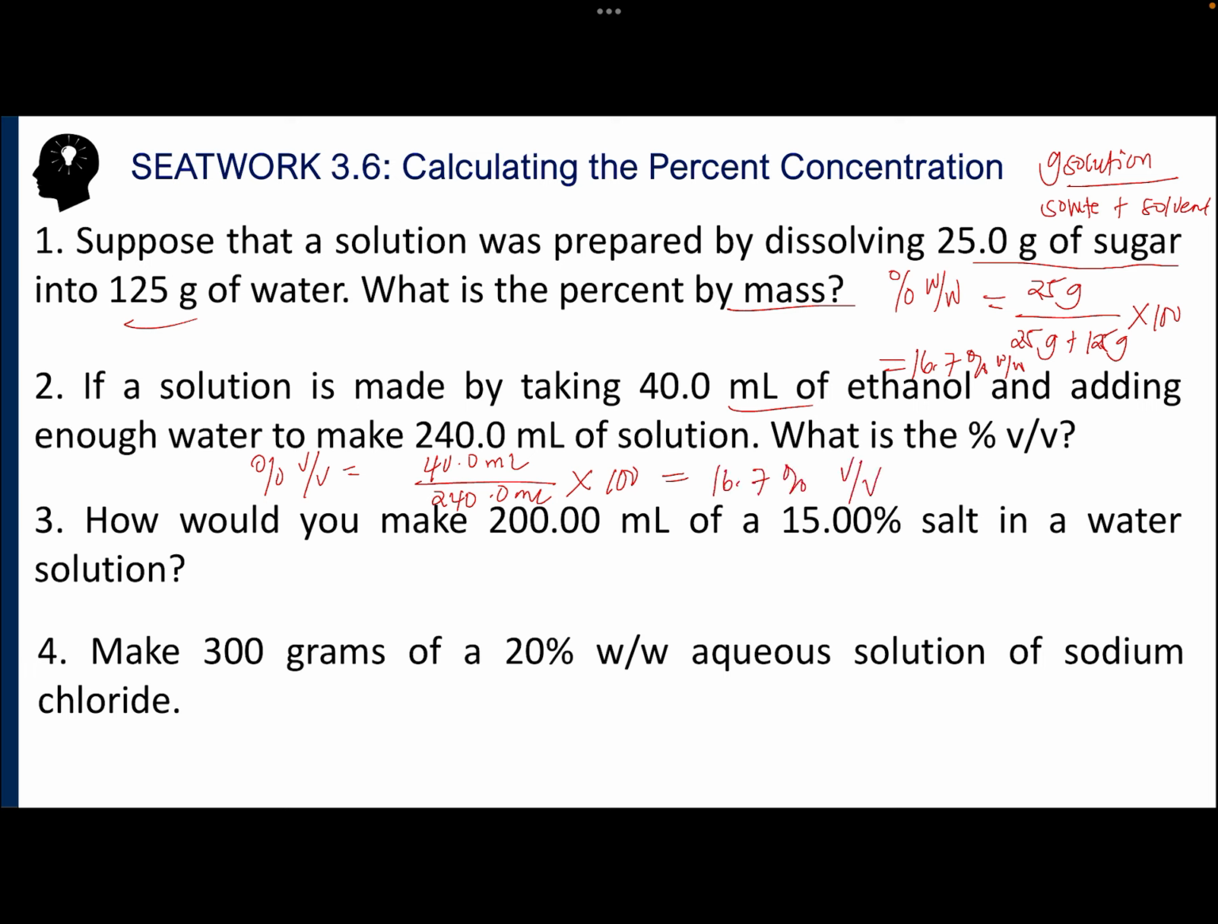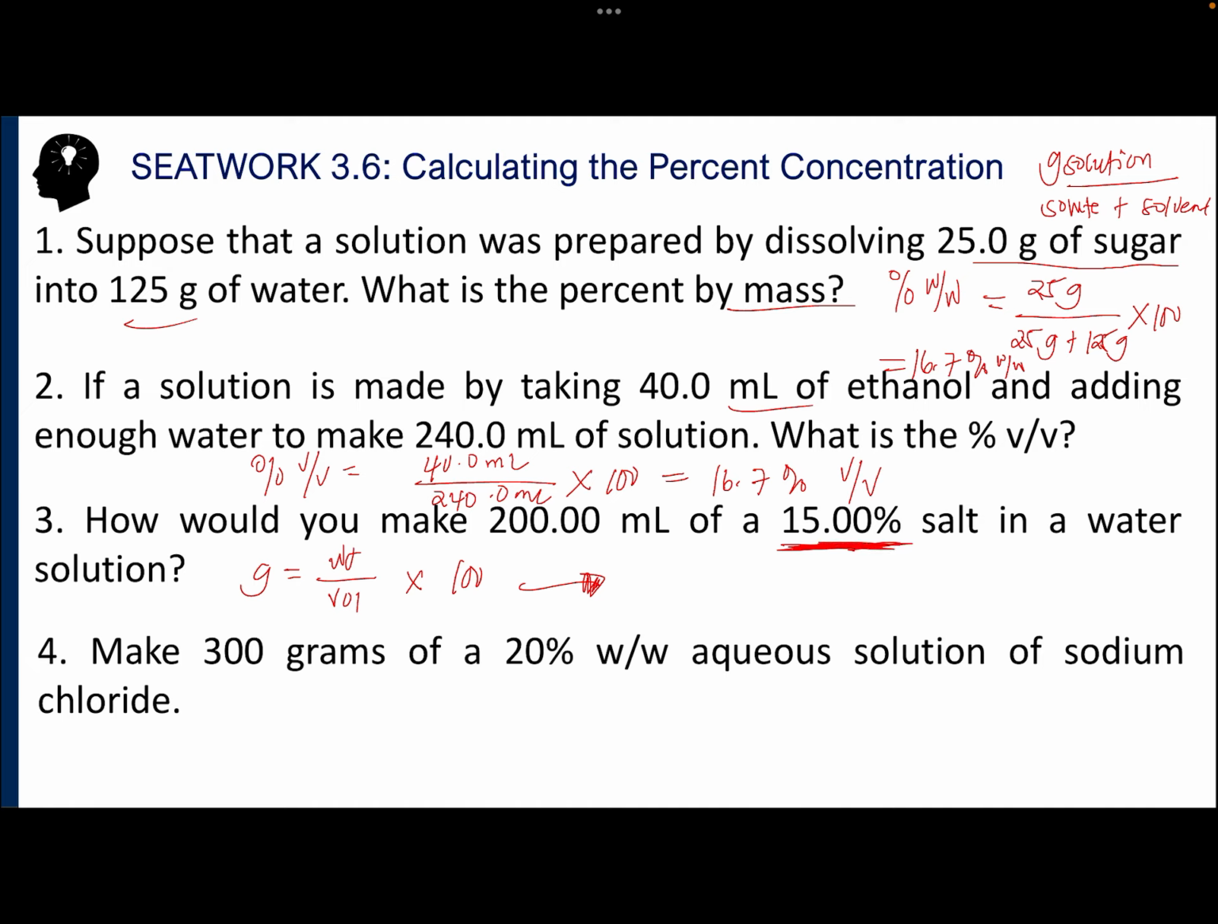For number 3, how would you make 200 ml of 15% salt in water solution? So here, again, they give us a percent. Then they ask us to solve how many grams of solute we need to make a 15% solution. So again, use the formula: percent equals the weight over the volume times 100. So using this formula, we can compute the weight of solute.